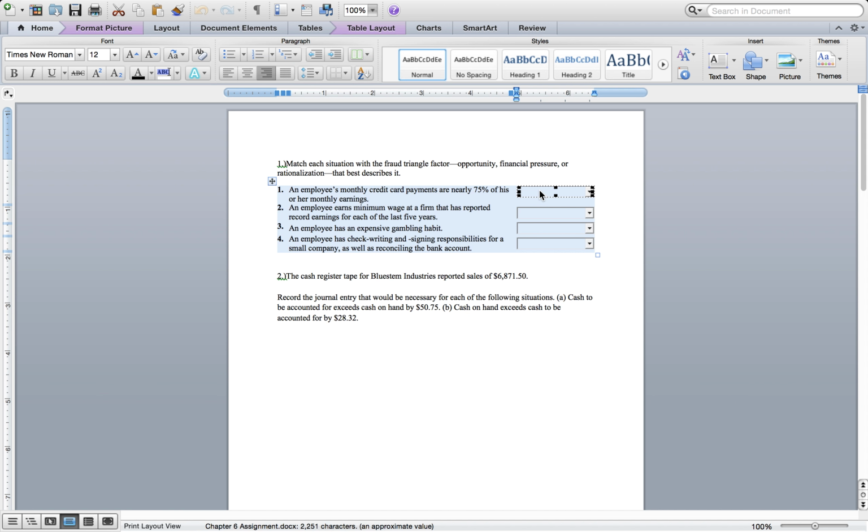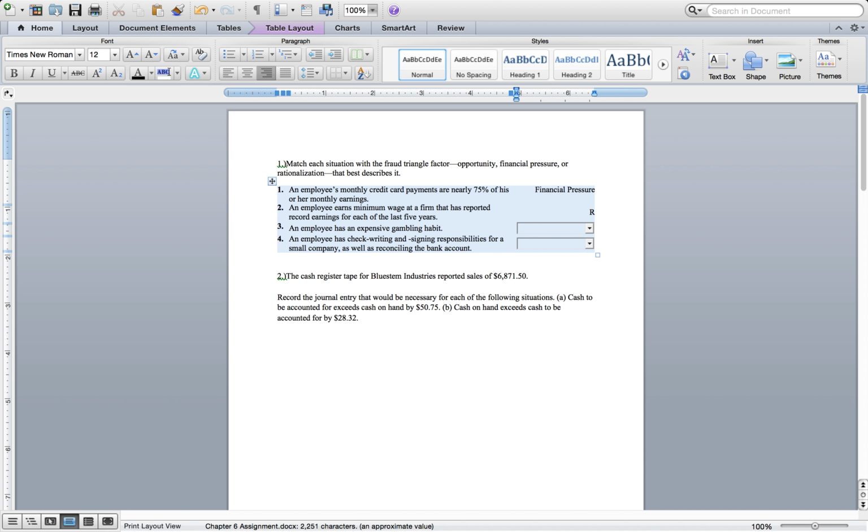Okay, so the first one says an employee's monthly credit card payments are nearly 75% of his or her monthly earnings. Well, in this situation, it's going to be financial pressure because the employee might feel financial pressure to commit a fraud. Next one says an employee earns a minimum wage at a firm that has reported record earnings for each of the last 5 years.